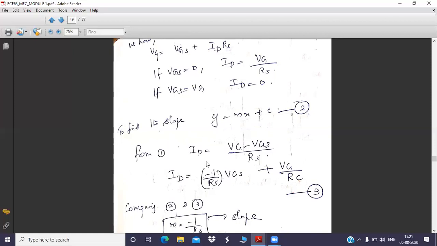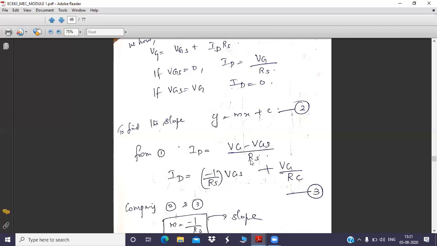Any doubts? How did you get this equation? Just rearranging, sir. Why did you keep Id on the other side of the equation? Because you are interested in this equation, y equal to mx plus c.